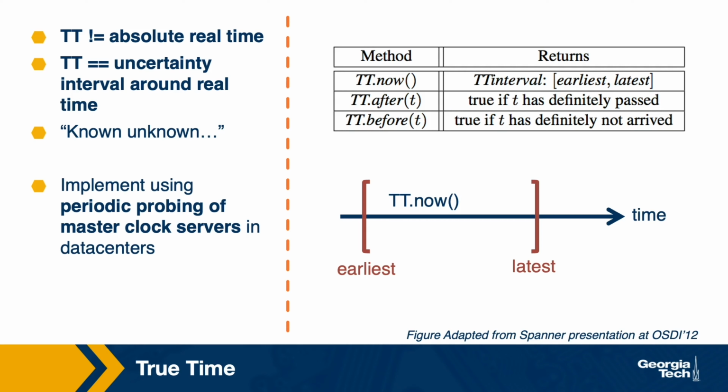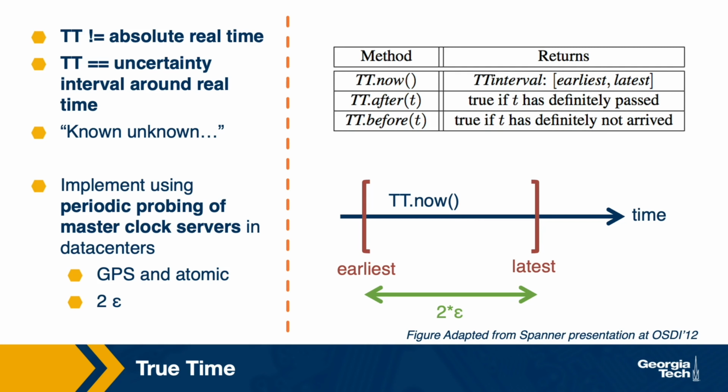TrueTime is implemented by using periodic probing of some master clock servers that exist in the data centers. These include both GPS and atomic clocks that exist in the data center, deployed along with at least some of the servers in the data center. And then, depending on the probing period and the probe latency, it is possible to compute this epsilon value that captures some information about the drift in the clocks, about the uncertainty ultimately that exists between the clock readings in the system.